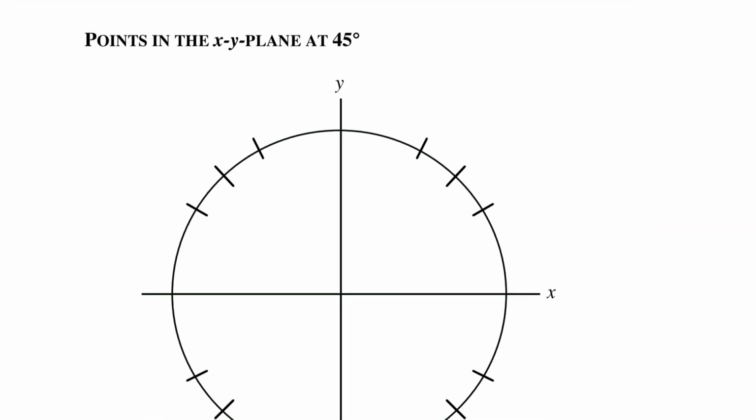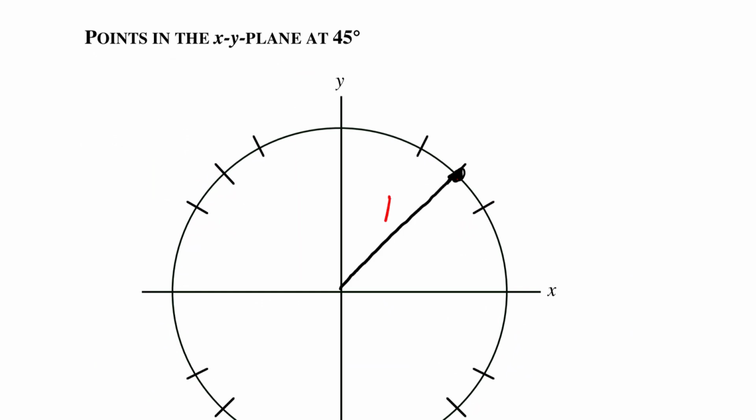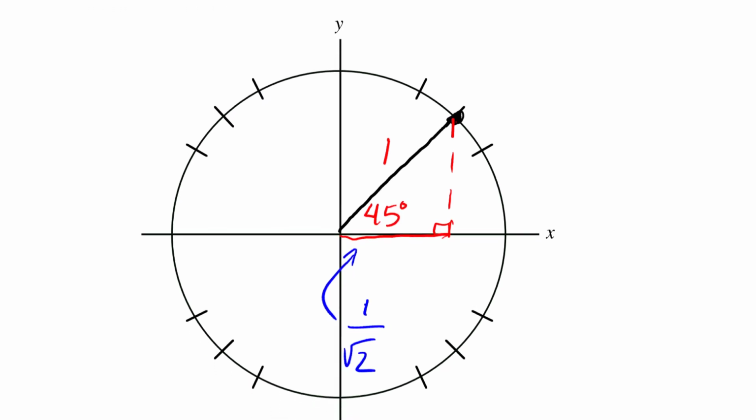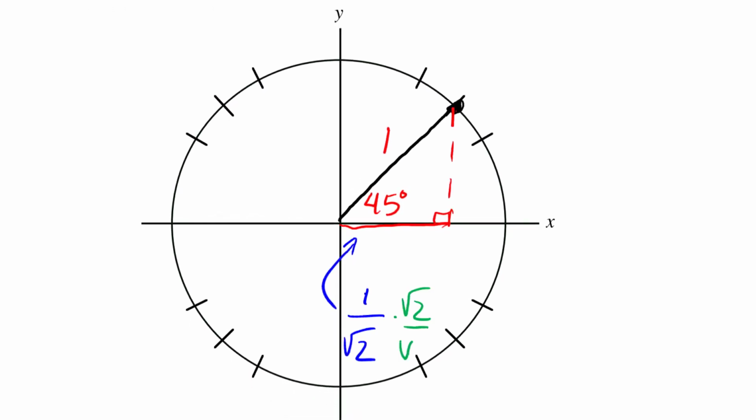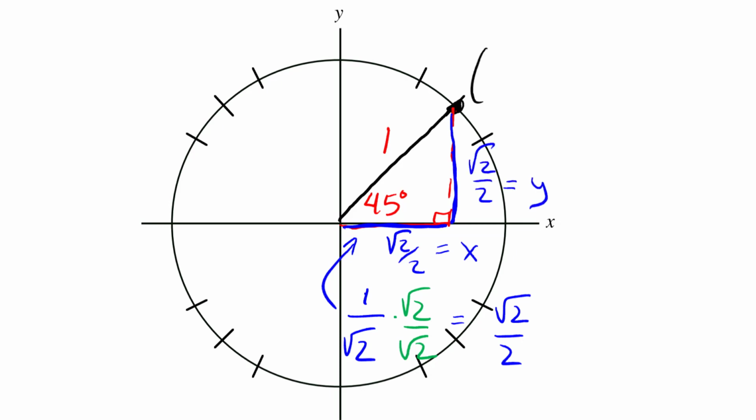We do the very same thing for points at 45 degrees. Again, we draw the right triangle, recognize this time that it's a 45, 45, 90 right triangle, hypotenuse of 1, and so the shorter leg, or any leg, is 1 divided by square root of 2, and we rationalize that denominator. And whatever we get for x, in this case, the same for y. They're both square root of 2 over 2. And that's the ordered pair, square root of 2 over 2, square root of 2 over 2.